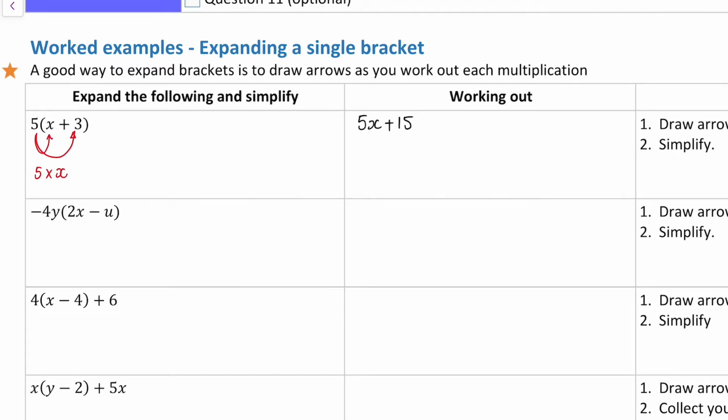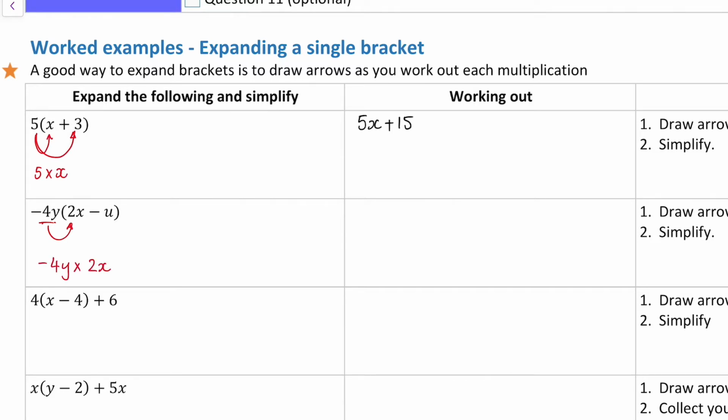So now moving into the next question, this time here we've got negative 4y times, and then the bracket 2x minus u, close the bracket. So this means now I'm going to multiply everything inside the bracket, so every term inside the bracket, by negative 4y. Now this is going to create a little bit more work for us, so it's important to take it slow.